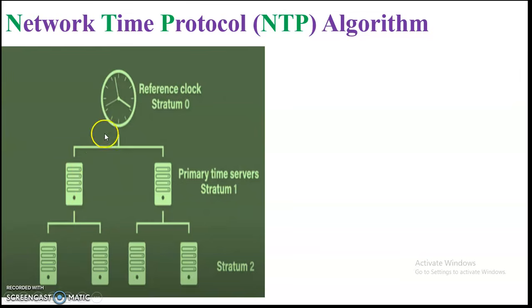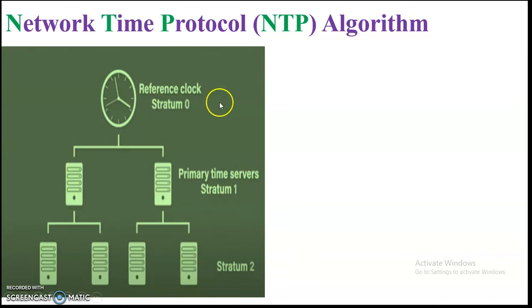The NTP uses a hierarchical system. Why hierarchical? Just see, these are the hierarchies in this NTP. At the top, we have atomic clocks or radio clocks, also known as reference clocks. They have the highest accuracy. Each hierarchy level has a stratum value associated with it. The reference clock has a value of stratum 0. 0 means they are most accurate.